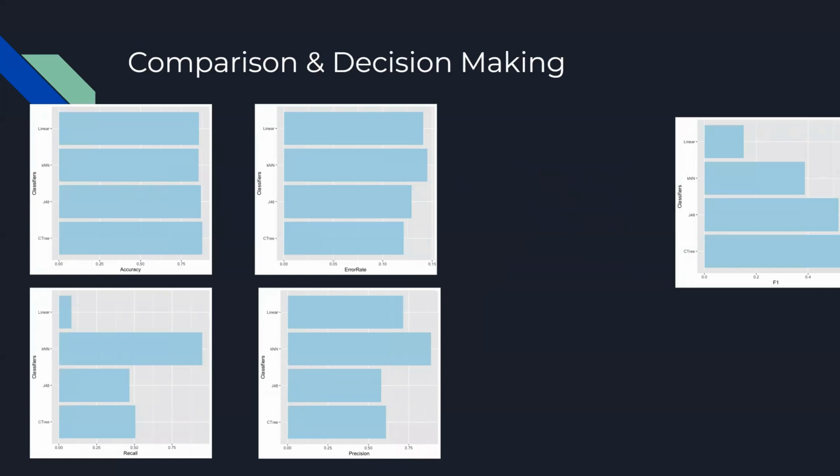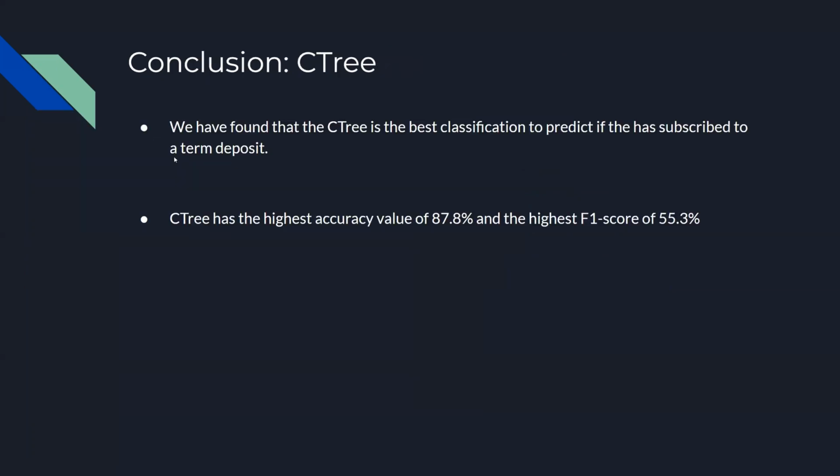If we compare all the 5 metrics, we come to the conclusion that C3 is the one that banks should use in order to predict if a client will choose to have a safety deposit box or not. C3 has the highest accuracy value of 87.8% along with the F1 score of 55.3%.